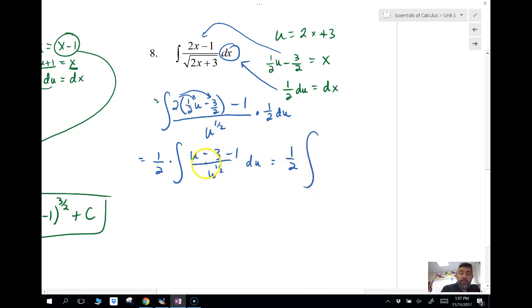And I'm going to split this u to the 1/2 to all of these here. Oh, actually, before I do that, let me do minus 3 minus 1 is minus 4. Okay, so now I'm going to split the u to the 1/2 to these two guys. So I'm going to have u over u to the 1/2 minus 4 over u to the 1/2 du.